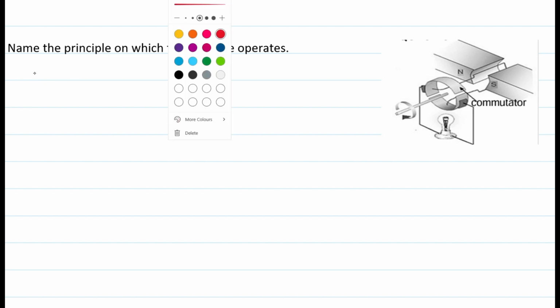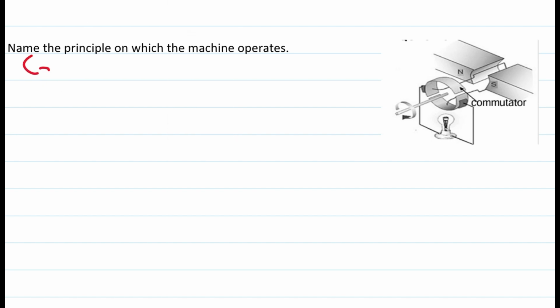So your answer here should be electromagnetic induction.